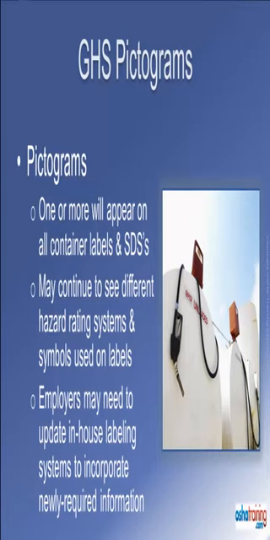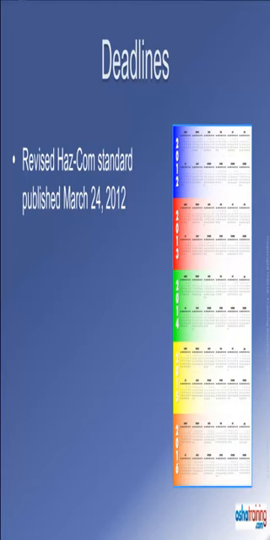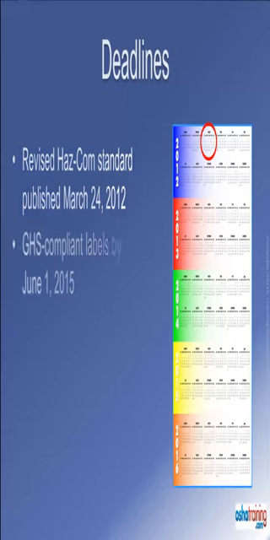Speaking of deadlines, here is an overview of some very important dates. The revised Hazard Communication Standard, which requires the use of GHS compliant labels on containers, was published on March 24th of 2012. And OSHA is giving manufacturers and distributors of hazardous chemicals and products until June 1st of 2015 to make sure all containers display the updated labels. However, many manufacturers and distributors are already starting to use compliant labels on their containers, or will be doing so long before the due date.